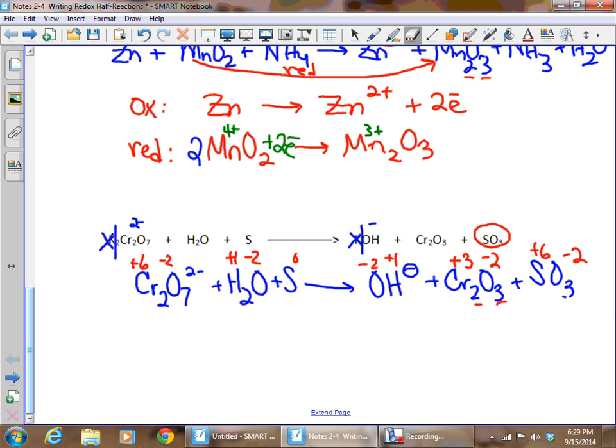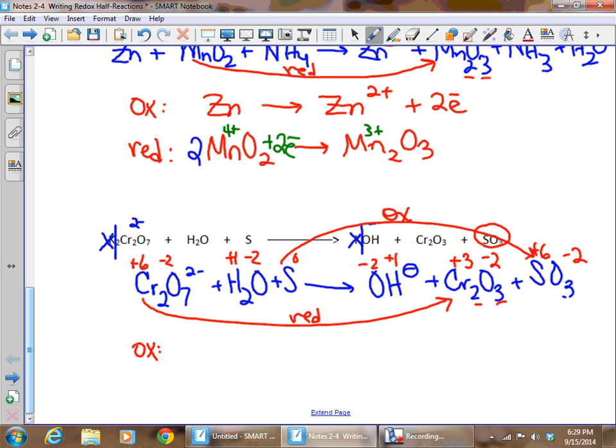So let's see what's changing as far as oxidation number is concerned. We're going from a 0 to a +6 for sulfur. So there's our oxidation. We're going from a +6 to a +3 for our chromium. So there's our reduction. So let's look now at what we're going to write for our oxidation reduction half reactions. Oxidation is going to be sulfur going to SO3.